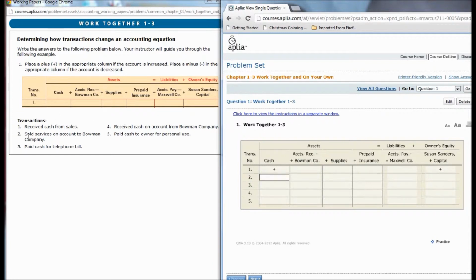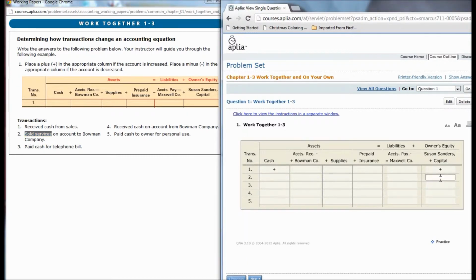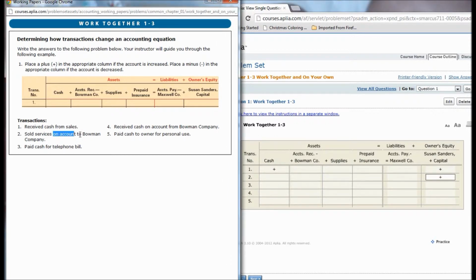Next one, sold services on account to Bowman Company. Okay, this is a tricky one. When we see sold services, a service is a sale. We're making a sale here. So if we break it down, sold services, sale, it's a revenue. My capital account is being increased. Now on account, remember on account means no cash was exchanged.